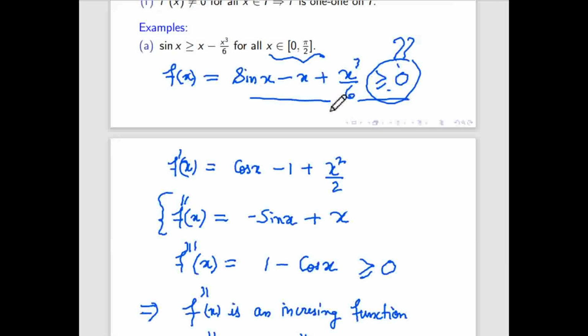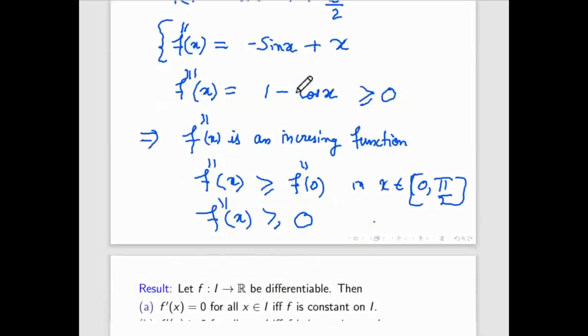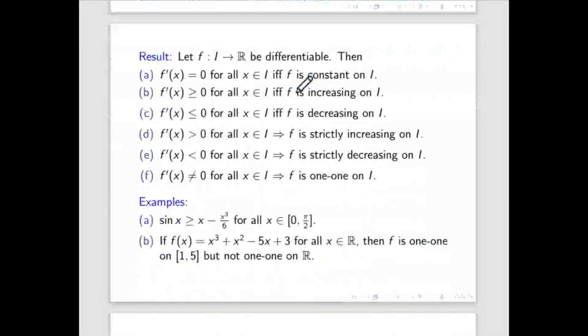If something is increasing and you add something, it will be increasing or decreasing, we don't know. Like, is the sum of two increasing functions increasing or not, or the product of these, we don't know. Now the next question: can you prove that this function is one-one?